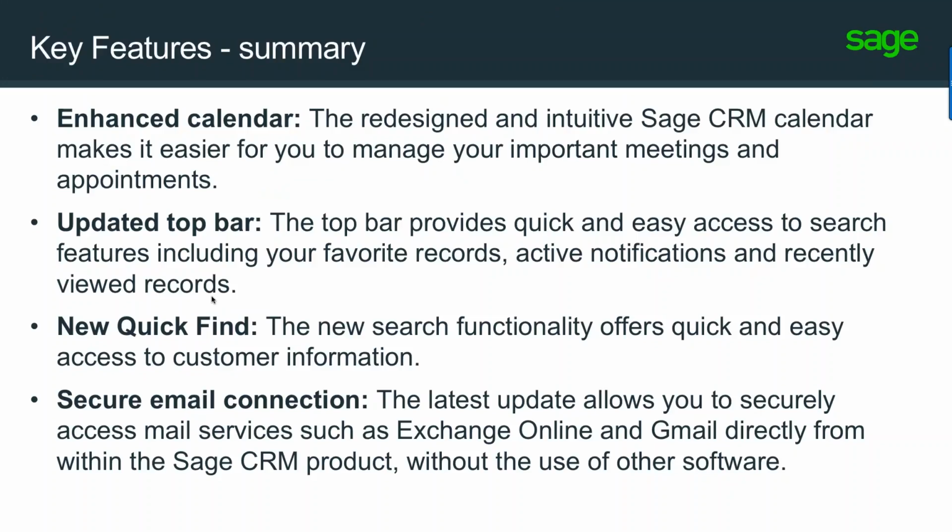Updated the top bar: quick access, the ability to have the quick search, favorite records now, active notifications, recently viewed records are all there. So it's just simpler, easier. That navigation of the notification bar that would open up, that's gone. It's now a pop-up over the screen so you can see that. And then the secure connection. The latest update allows you to securely access mail services such as Exchange Online or Gmail directly from the Sage CRM product without the use of other software. So we're giving you the ability to have some access around that.